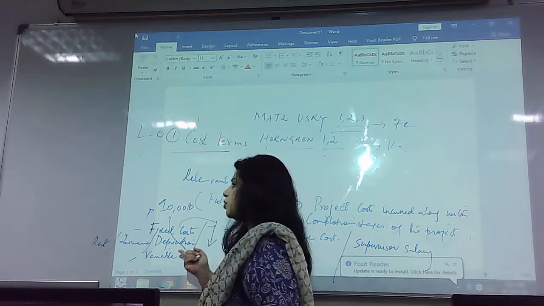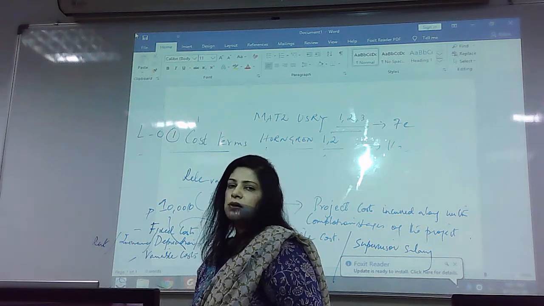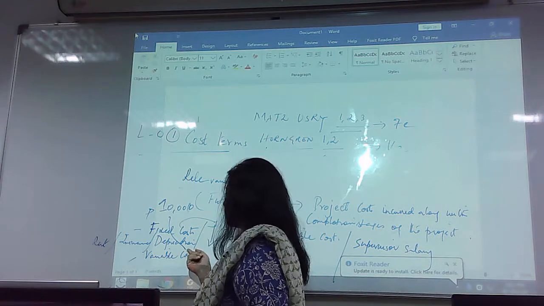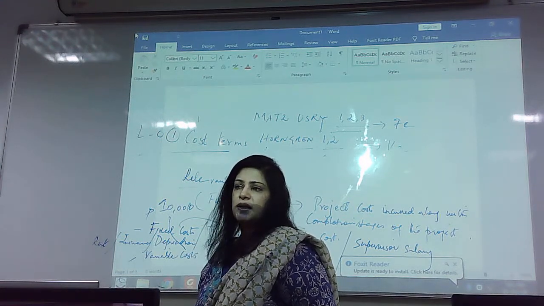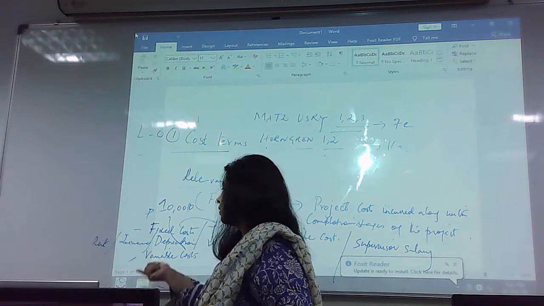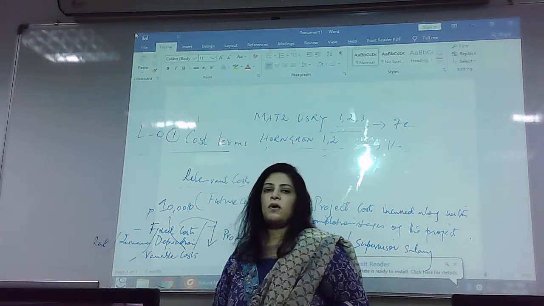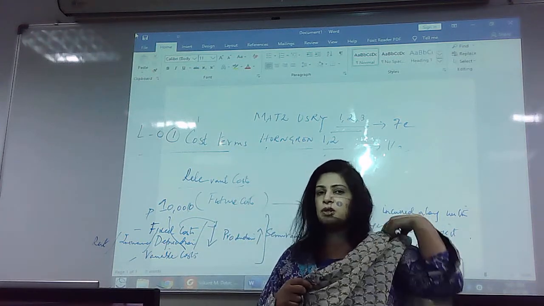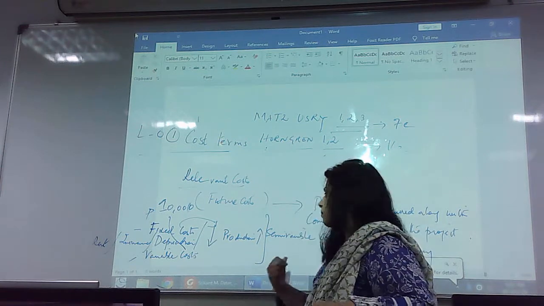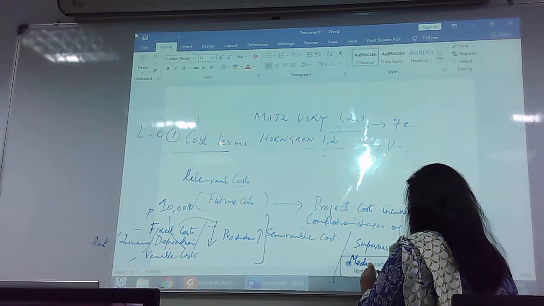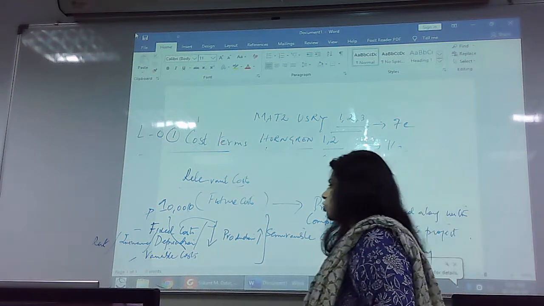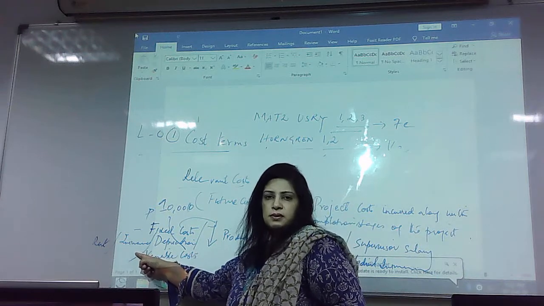This would not change whether you produce 10 cars in a day or 1 car in a day. Insurance is paid annually, or it is paid at the beginning of the year. So this insurance could be for fire insurance, or it could be for medical insurance, but medical insurance comes under semi-variable cost. This could also be plant insurance.